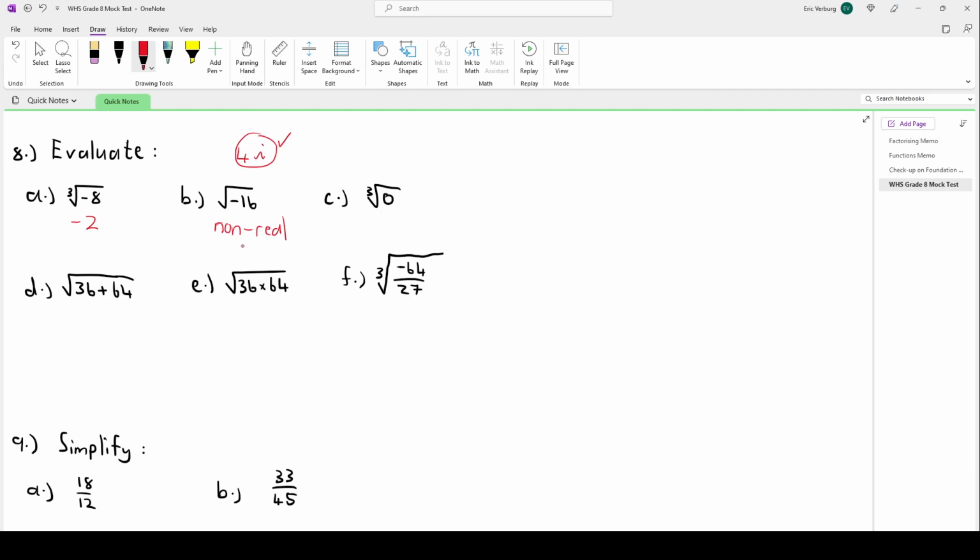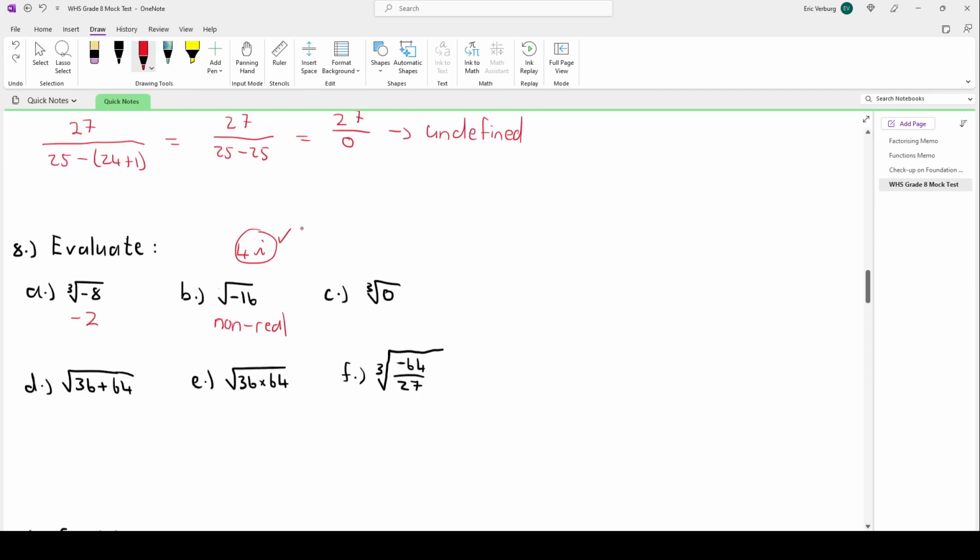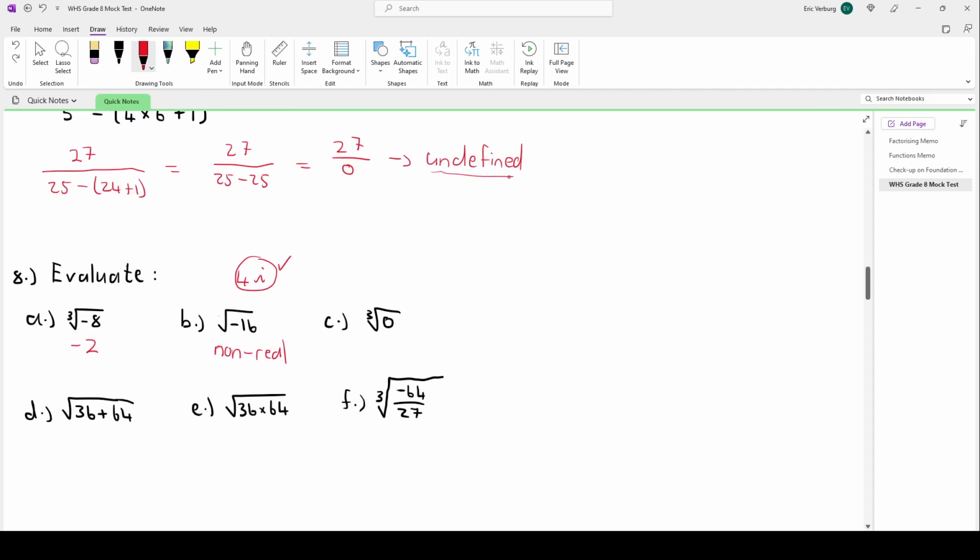It's a complex number. Okay, so any negative number underneath an even root, so the square root, the fourth root, etc. Any even root of a negative number is non-real. So non-real and undefined are the two types of numbers that are not real numbers that you have to know.